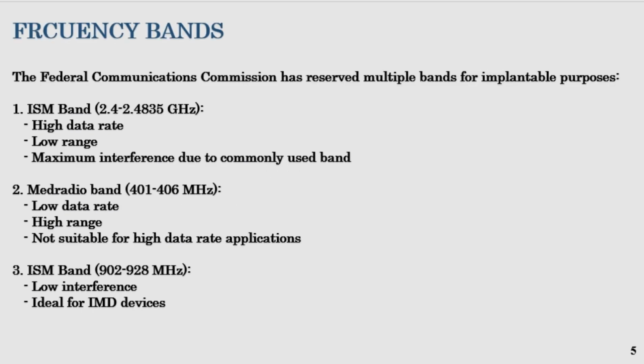Now let's move on to the very interesting aspects, frequency bands. Choosing the right frequency is crucial because it depends on the implant. Firstly, the distribution of frequency bands is regulated. Here are some examples of these bands. Firstly, the well-known ISM band, 2.4 gigahertz, is intended for implants requiring a high data rate. However, it carries a maximal risk of interference due to its common use.